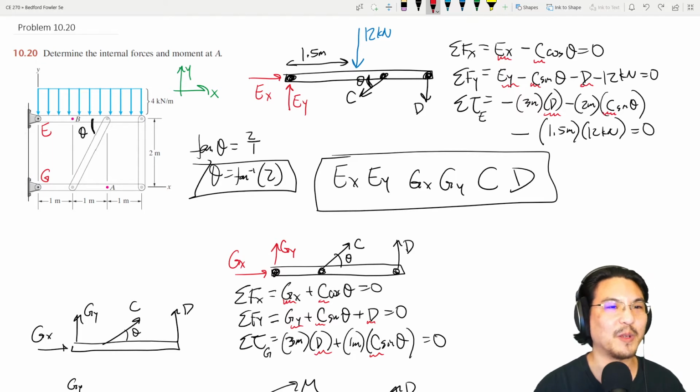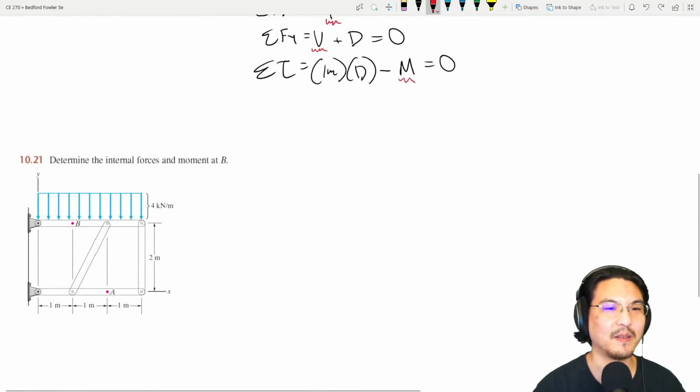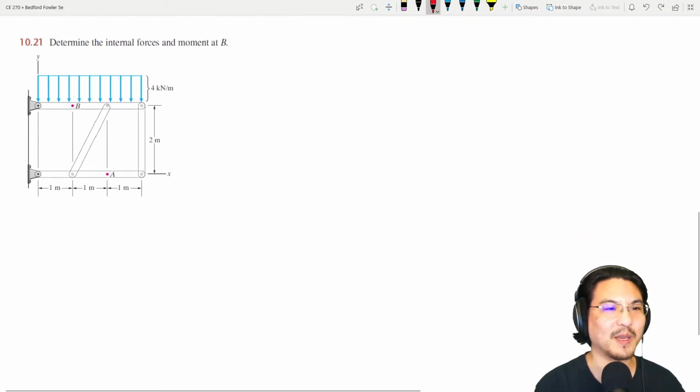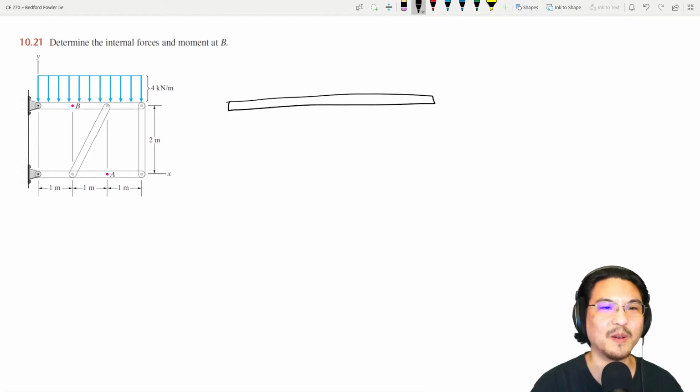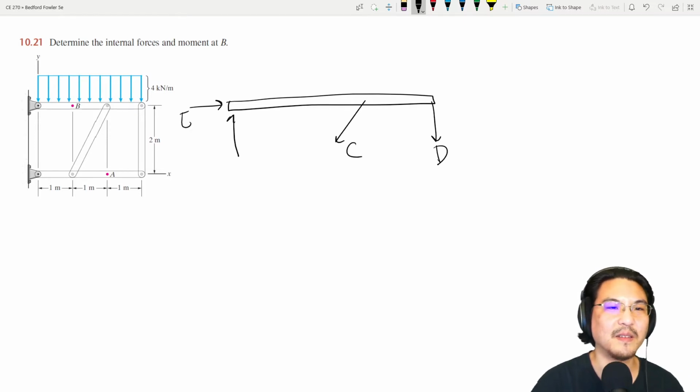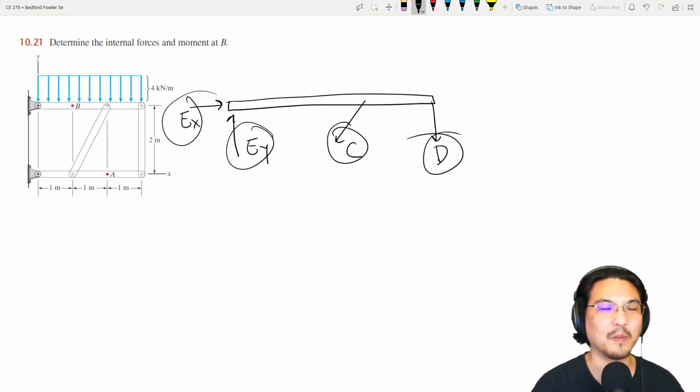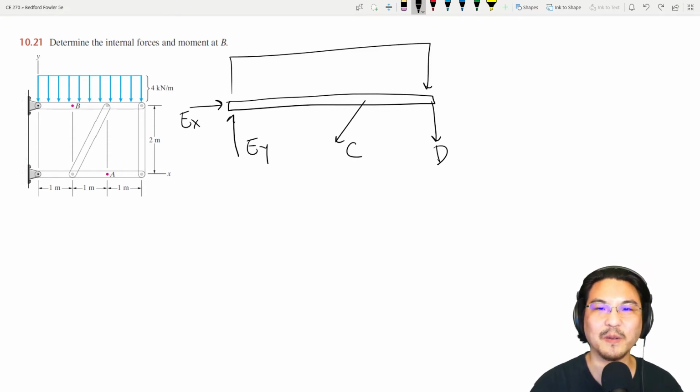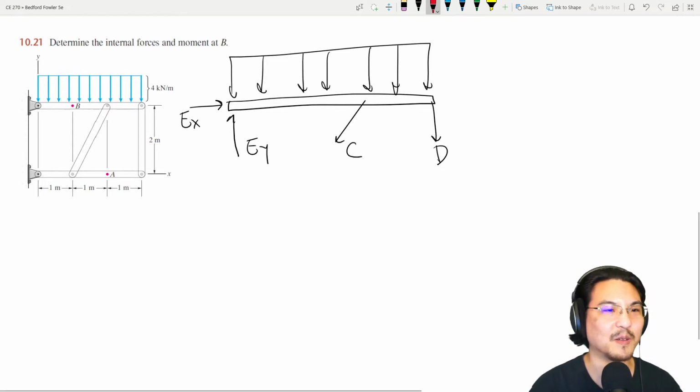So for number 21, we're looking at the internal forces and moments at point B. So that's for this member of the frame here, in which we already solved all of these: C, D, E_x, E_y. Okay, so we know all of these from earlier. And so now we have this distributed load, and we want to know internal forces and moments at B right here.